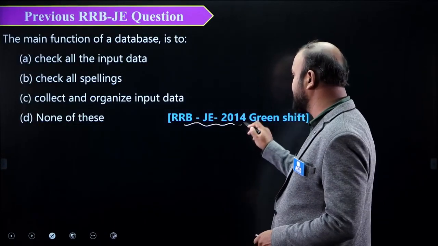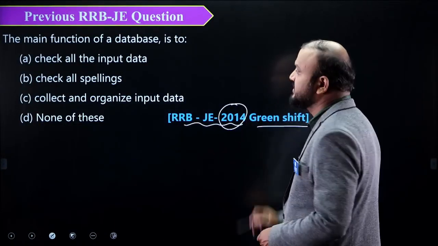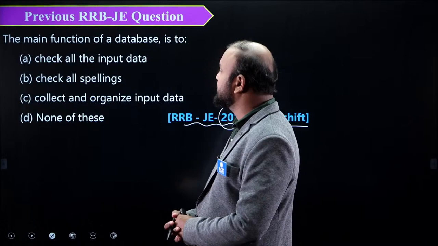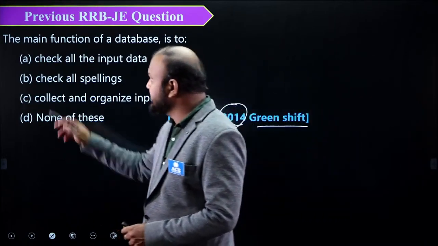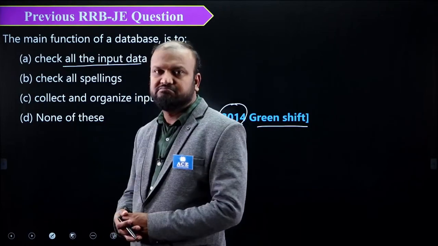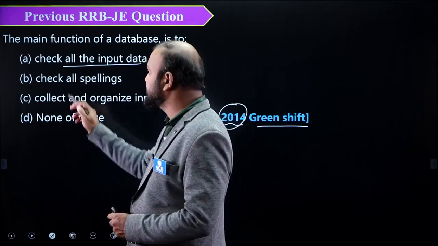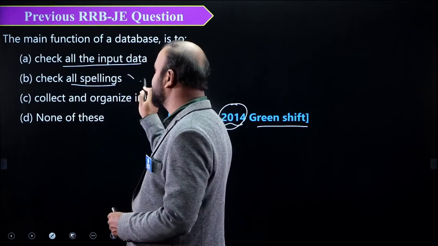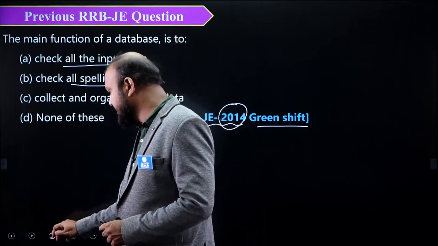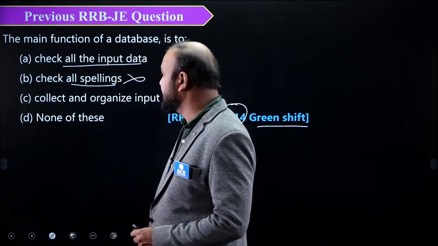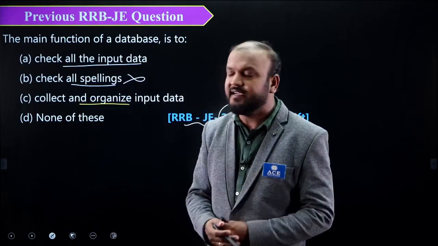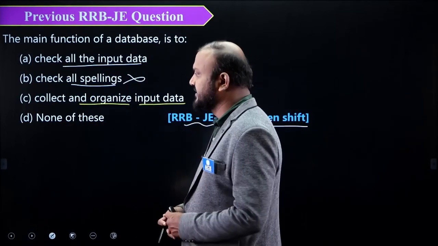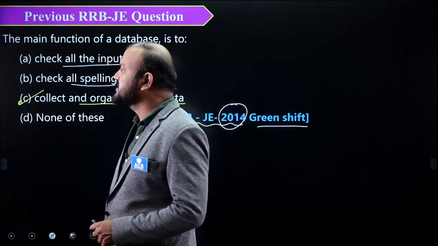Yeah, here this is a previous RRB JEE question. This is the RRB JEE 2014 question, green shift. The question is: the main function of a database is to what? What is the function of a database? It is to check all the input data. Is it to check all spellings? Okay, spellings cannot be verified. Collect and organize input data. Yes, the database system is to collect the data and organize the data. So we can call option C the perfect answer.